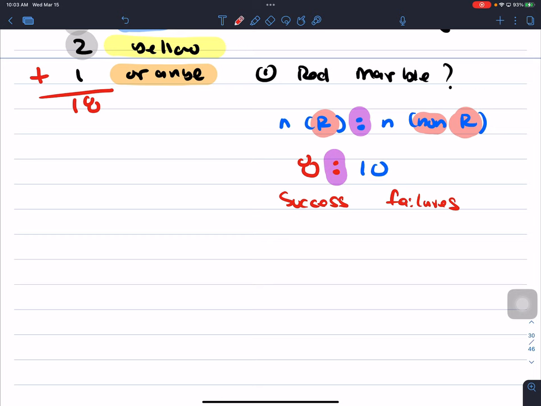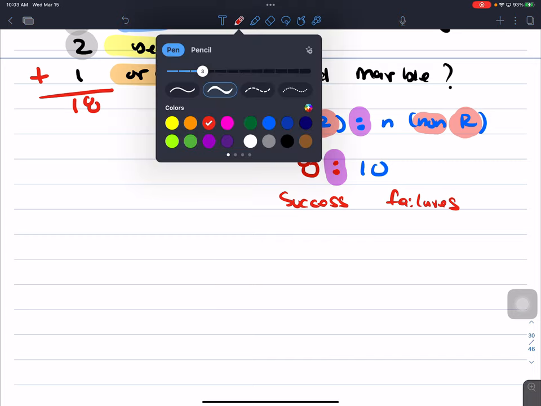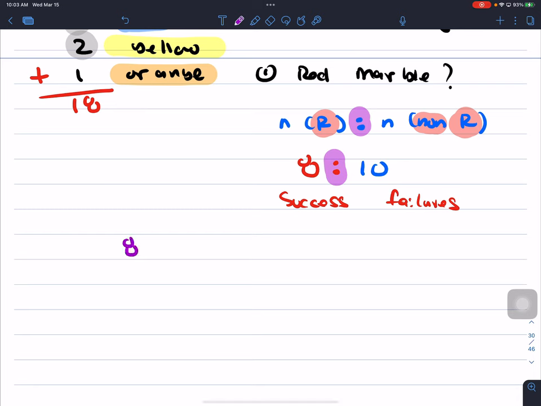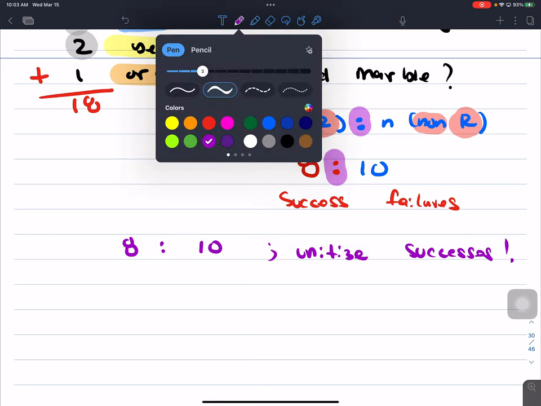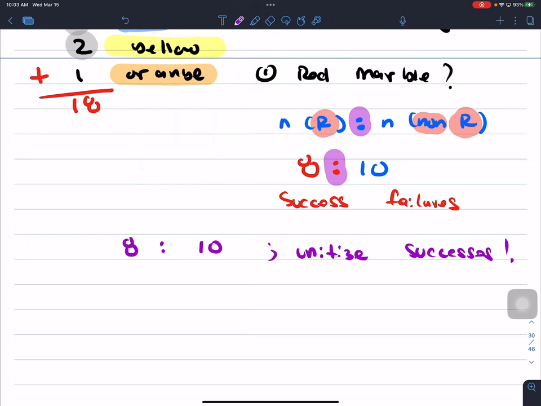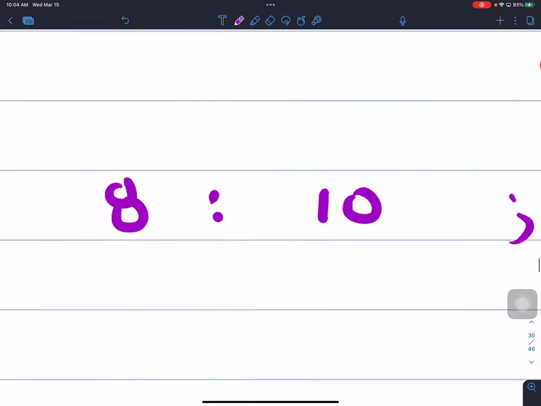However, here's what I want you guys to do. If you guys remember odds, okay, 8 to 10, we can actually simplify odds. You know, you can divide those two numbers by any number you want. But instead of simplifying, I'm going to unitize the first number. I want to unitize the successes. Does anybody know what they mean by unitize? You know what the word unit means in math? One. Good. So I'm going to try to make that first number, the 8, because that's my successes, right? How do I make that 8 1?